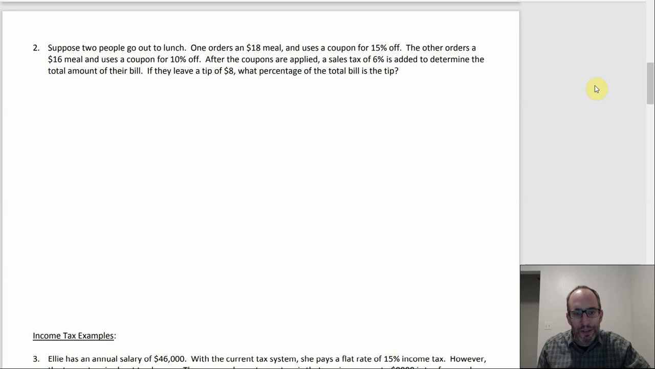So I'll just say person number 1 and person number 2, where number 1 and number 2 are just the order that they show up in the wording. So number 1's getting the $18 meal, number 2's getting the $16 meal. I think that's what we're going to do.